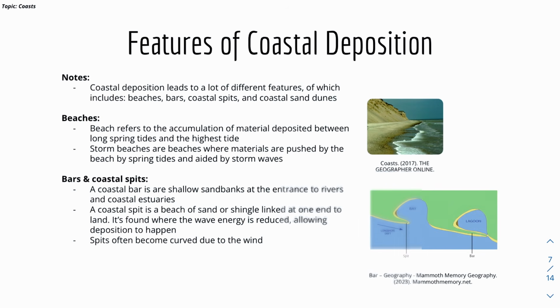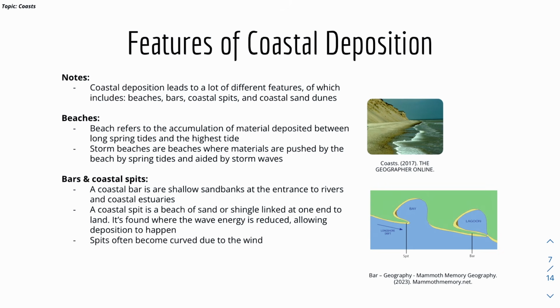And moving on to more features of coastal deposition. So coastal deposition leads to a lot of different features, of which includes beaches, bars, coastal spit, and coastal sand dunes. So here we have beaches in the second part. We have beach refers to the accumulation of material deposited between long spring tides and the highest tide. And I'm sure you know what beaches are because they're quite common.